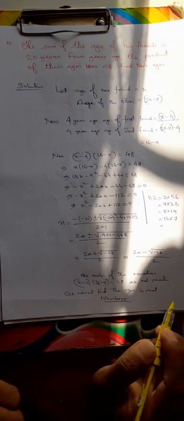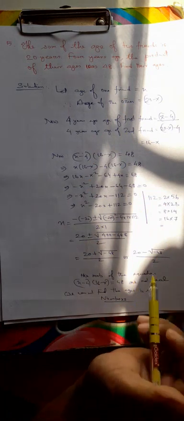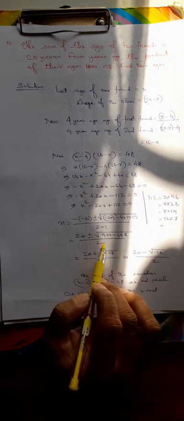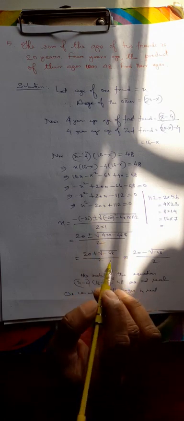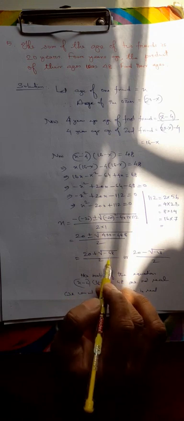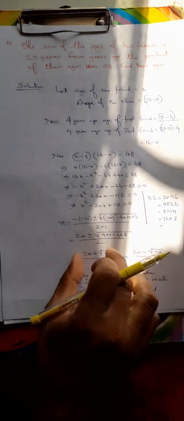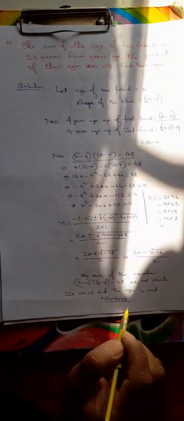This is the answer, because real solution of this equation does not exist, right? Because the term within square root is negative. Now there does not exist any real number whose square is minus 48, so this value is not real. Similarly, this is also not real, so these are not real numbers. So roots of this quadratic equation do not exist, so we cannot find the ages of the friends in real numbers.